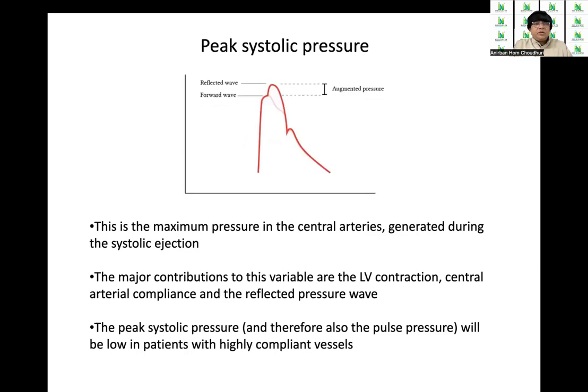If you look into the peak systolic pressure, it is the maximum pressure in the central arteries. We know that the central arteries include the aorta and its main branches, and this is generated during the systolic ejection. The major contributions to this variable are the left ventricular contraction, central arterial compliance, and the reflected pressure wave that I showed you, which is part of the augmented pressure. The peak systolic pressure, and therefore also the pulse pressure, will be low in patients with highly compliant vessels. If the vessels are compliant, they will be able to accommodate the change in volume because of rising pressure without much change in pressure.